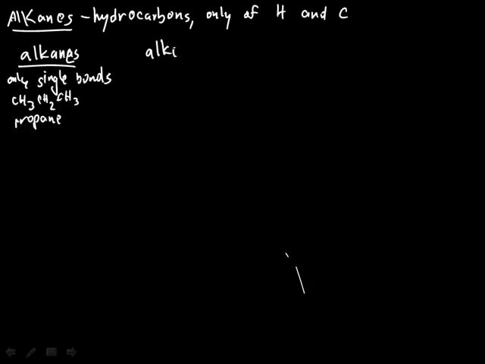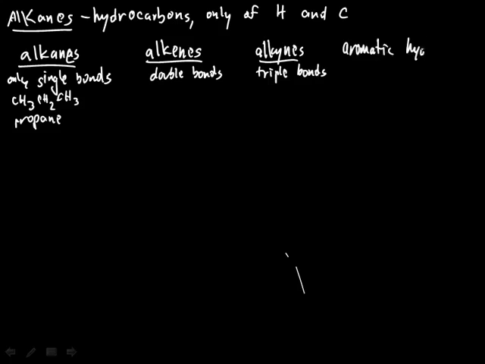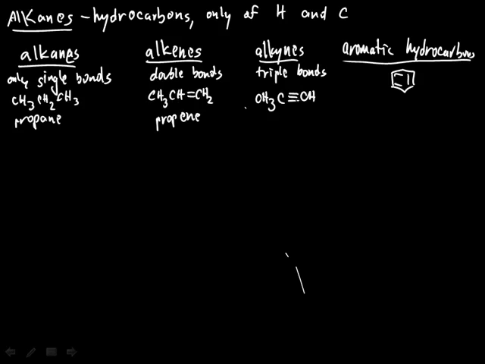Other hydrocarbon classes include alkenes, which have double bonds, alkynes, which have triple bonds, and aromatic hydrocarbons, which have this six-membered ring with three double bonds. Examples of these classes could be, for example, propane, propene, propyne, or ethylbenzene.